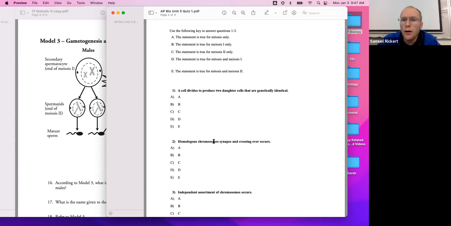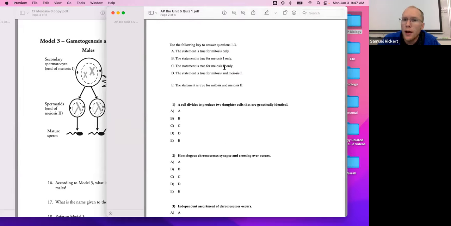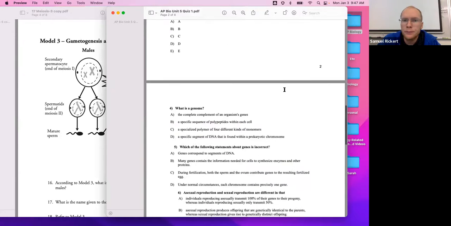cells. Homologous chromosome synapse and crossing over occurs. This occurs only in meiosis 1. Crossing over occurs specifically in prophase 1. Second, when does independent assortment of chromosomes occur? Well, the chromosomes actually separate out in mitosis 2.